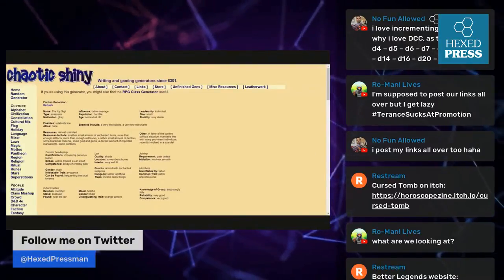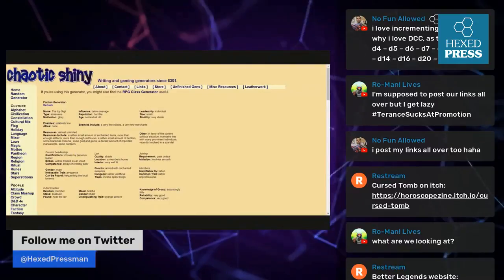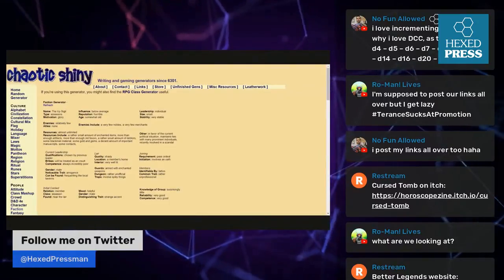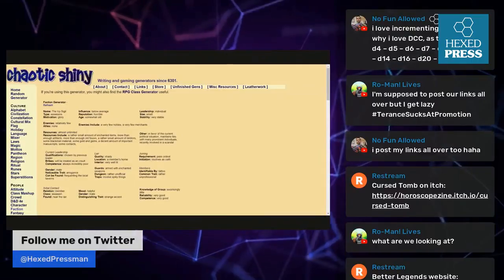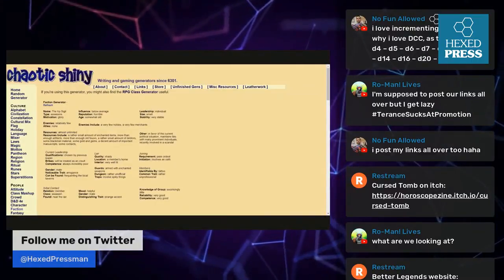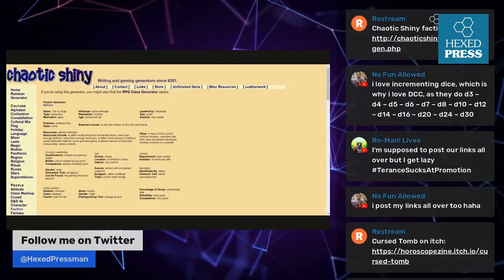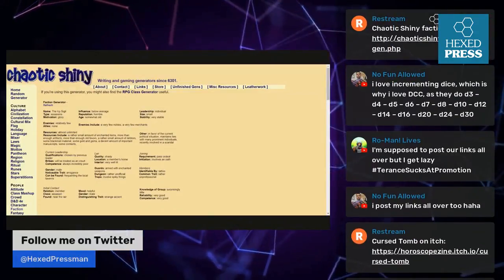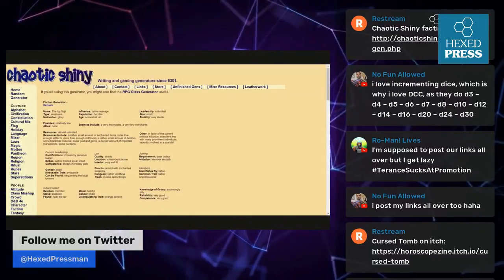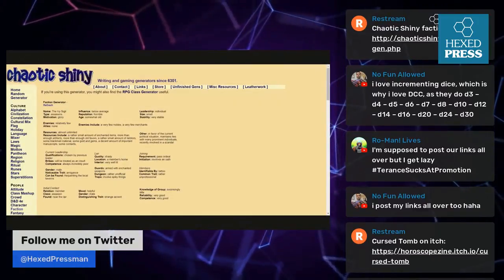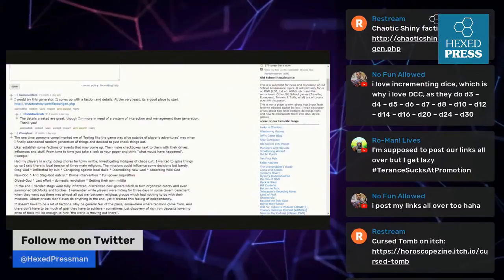I will throw this in the chat also. This is the Chaotic Shiny faction generator. That's cool. You can always take the stuff and rip out the things you like, right? You drop the stuff that doesn't work for you. Okay, back here.